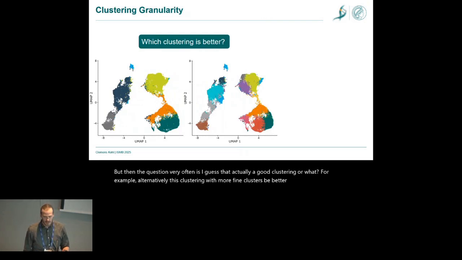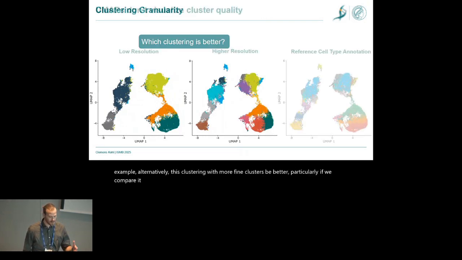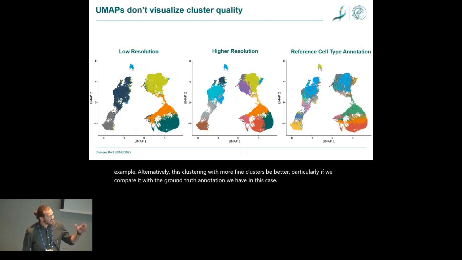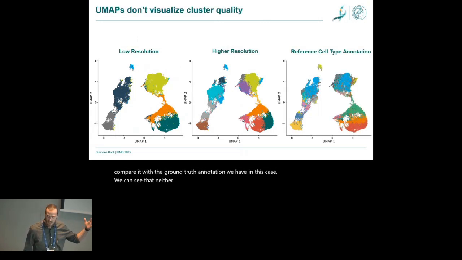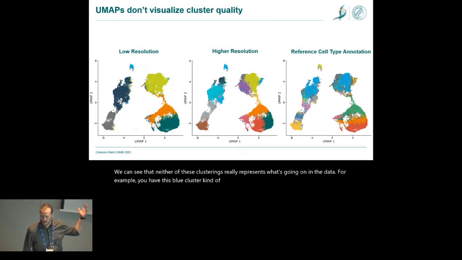Particularly if we compare it with the ground truth annotation we have in this case, we can see that neither of these clusterings really represents what's going on in the data. For example, you have this blue cluster split over two hemispheres. So really, it's somewhat difficult to determine cluster quality purely by looking at UMAPs.